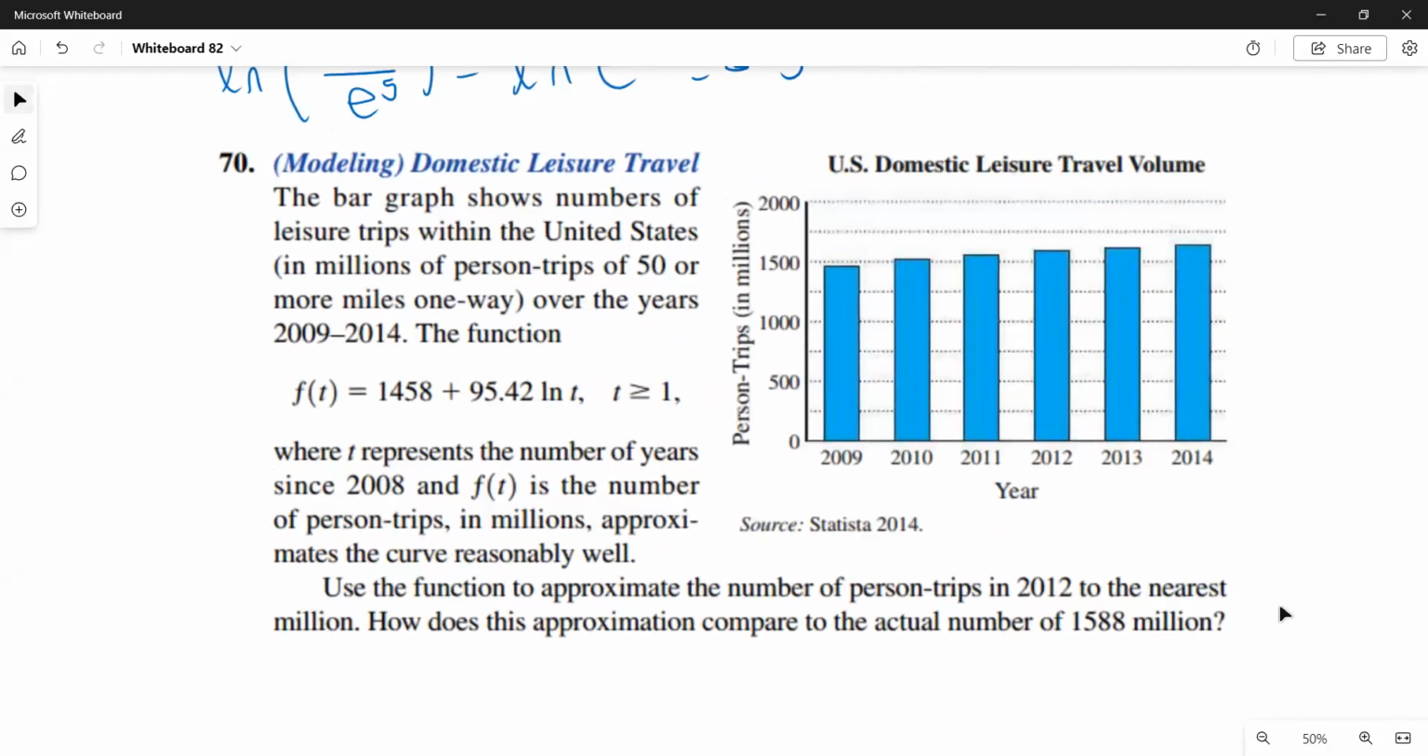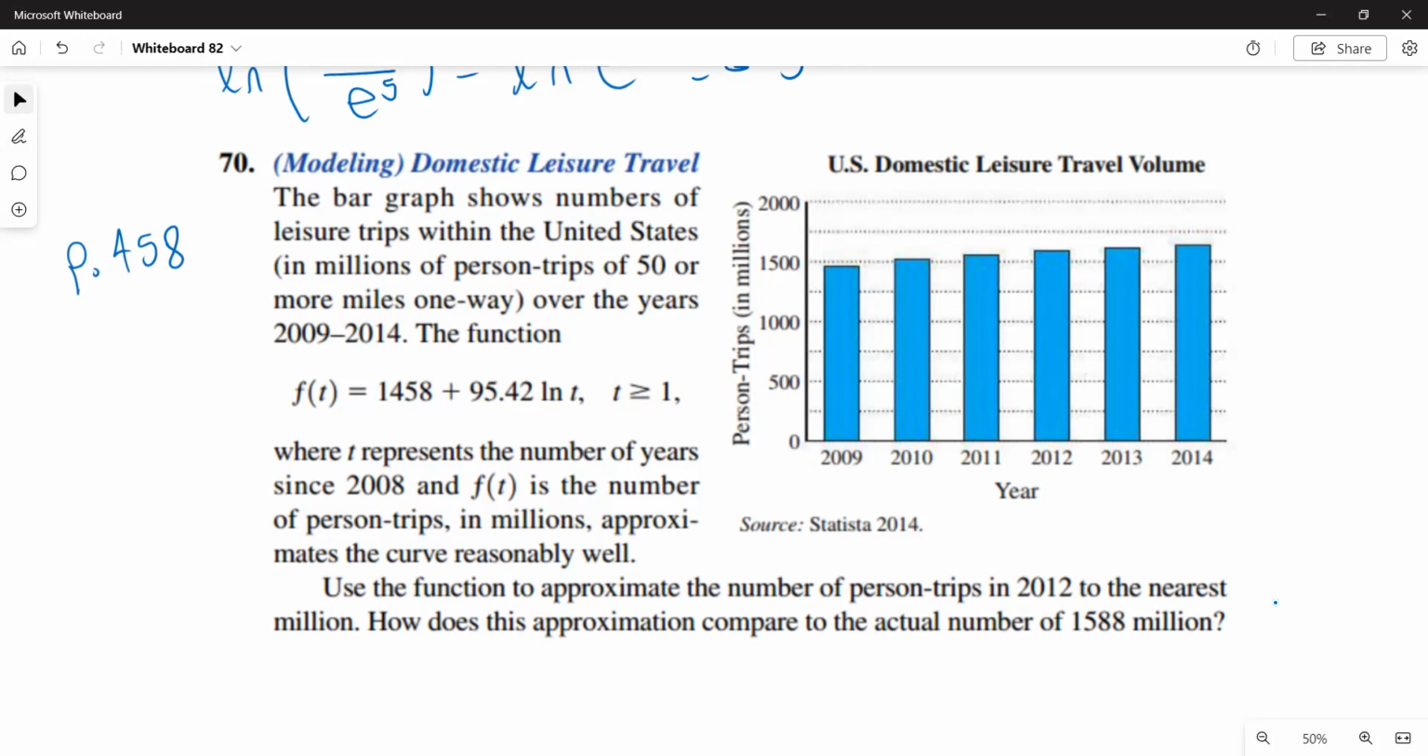The bar graph on the right shows numbers of leisure trips within the United States in millions of person trips of 50 or more miles one way over the years from 2009 to 2014. So that's a function involving the natural logarithm, where t represents the number of years since 2008, and f of t is the number of person trips in millions, approximates the curve reasonably well. And you can see the bar graph with the approximate numbers. So use this function to approximate the number of person trips in 2012 to the nearest million.